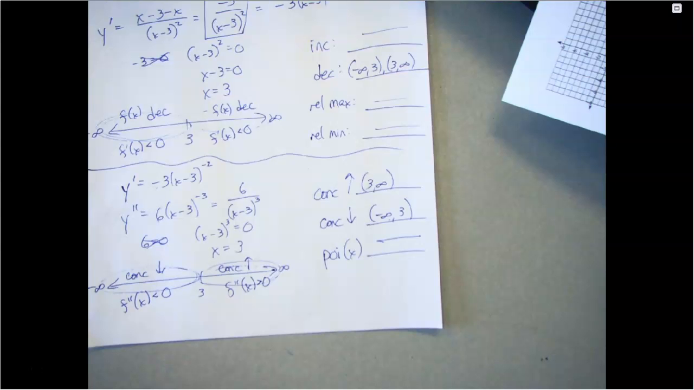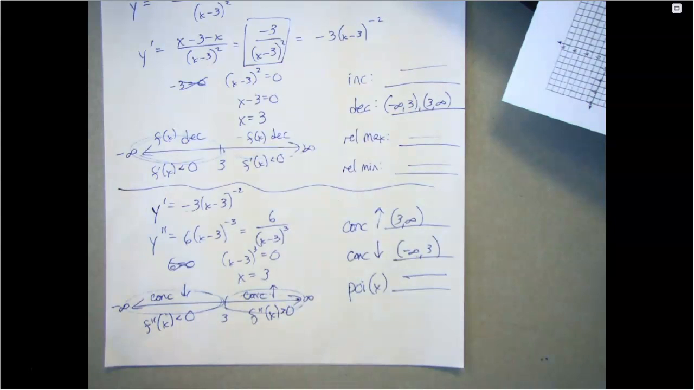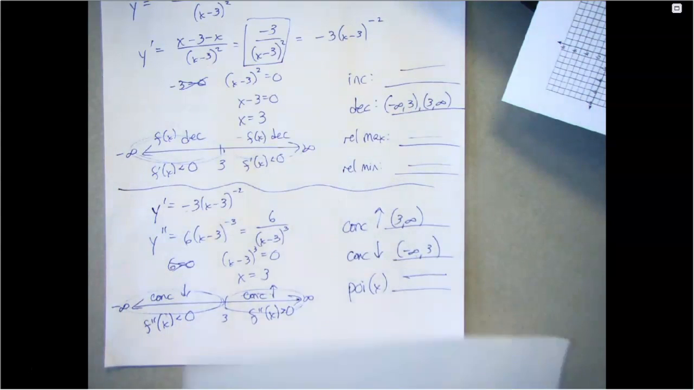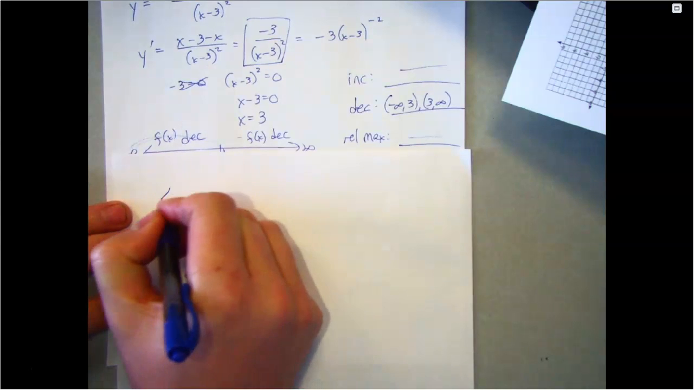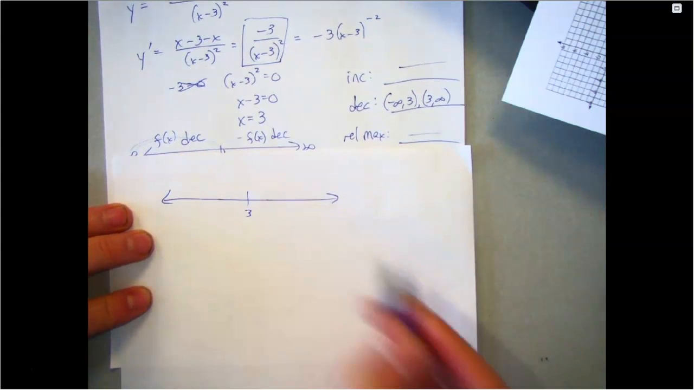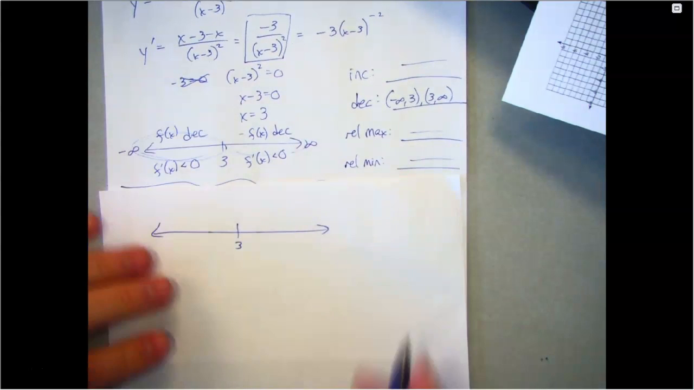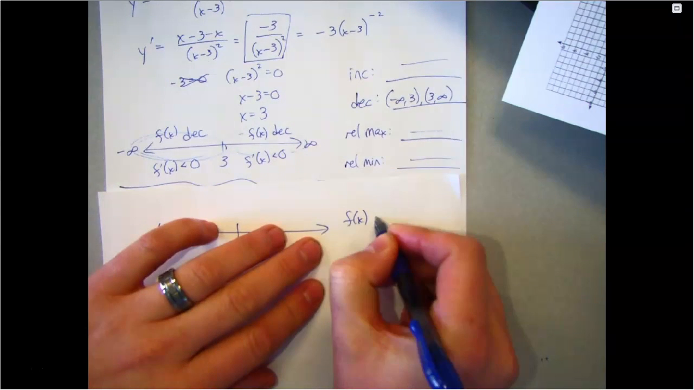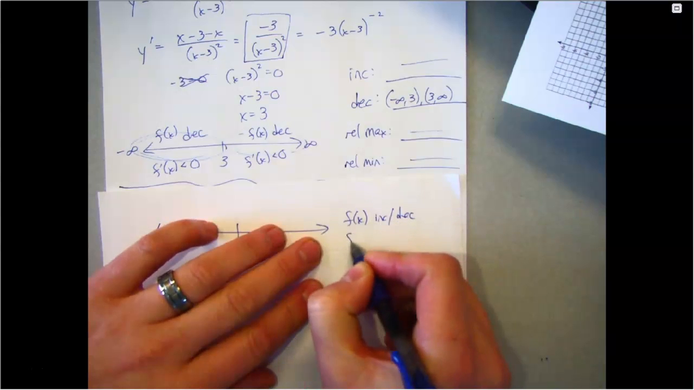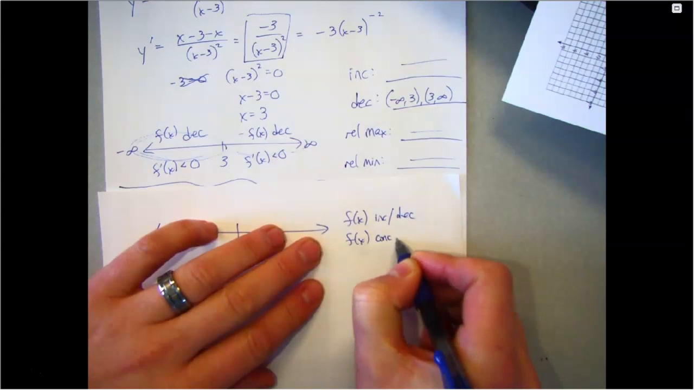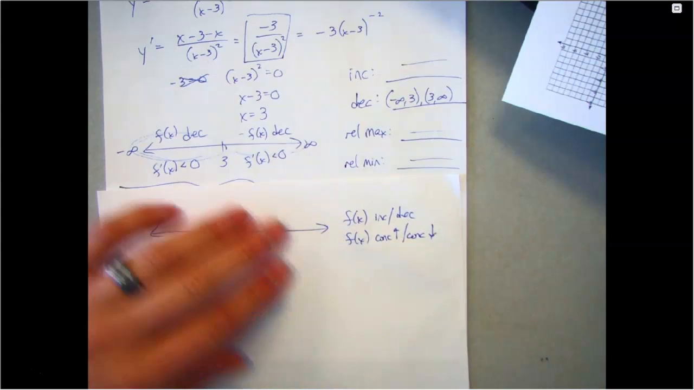Then I'm going to make my summary number line, to figure out which shapes go on the graph and put them on the graph. I'm going to make another number line. Now, I only had one critical point in this one, but if I had multiples, some from the first derivative, some from the second derivative, I would put them all on here. On top, I'm going to write if f of x is increasing or decreasing. On the bottom, I'm going to write whether f of x is concave up or concave down.